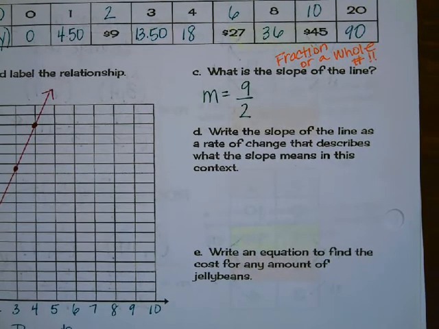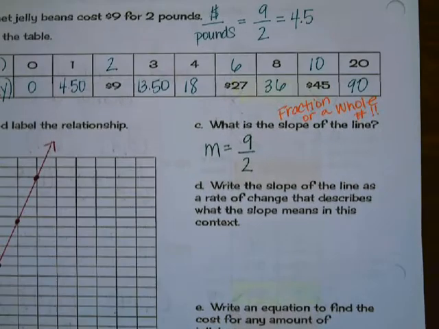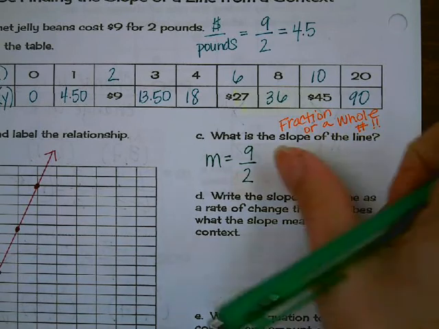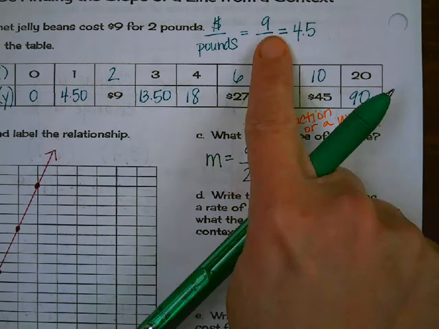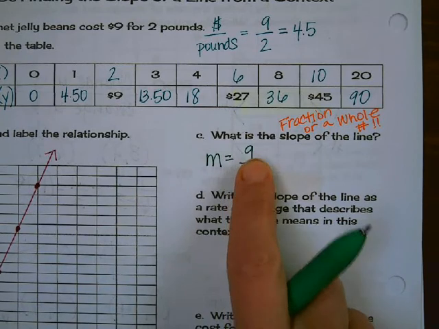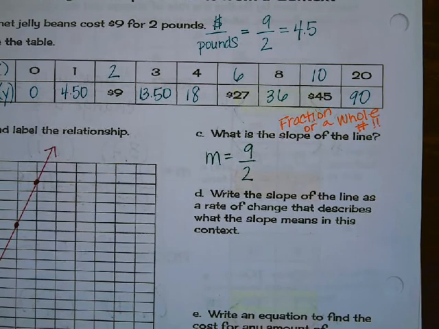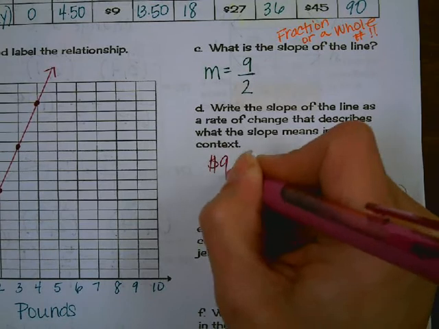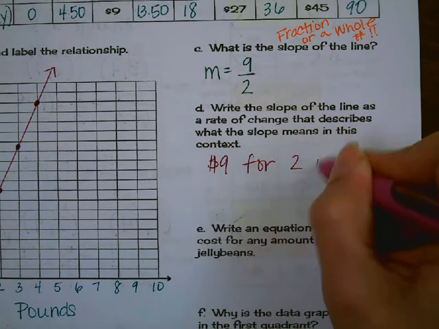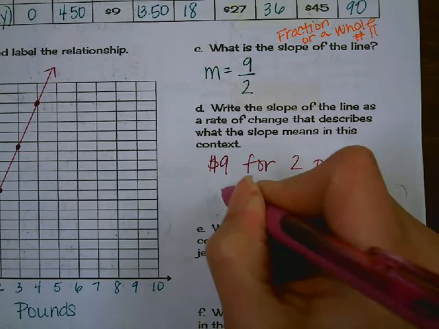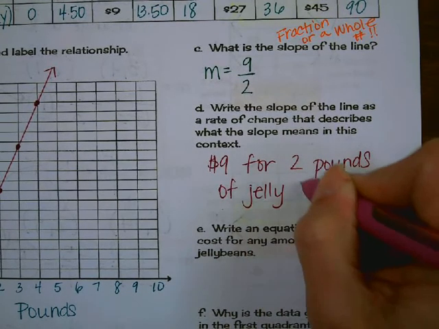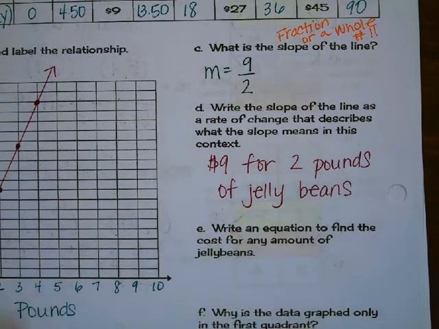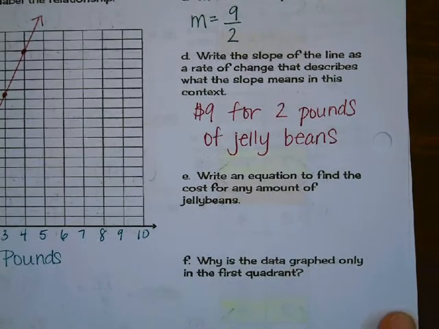But now part D is asking us to say, what does that slope mean? We did a lot of that. If we looked back up at our unit rate, we would say it's $4.50 per pound. But now I want it explaining the slope. It works pretty much the same way. We know that this 9 represented dollars, and we know that the 2 represented pounds. So when I go to answer that question, I get to say that this slope means that it's $9 for 2 pounds of jelly beans.